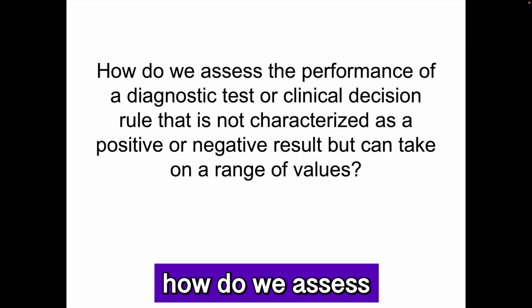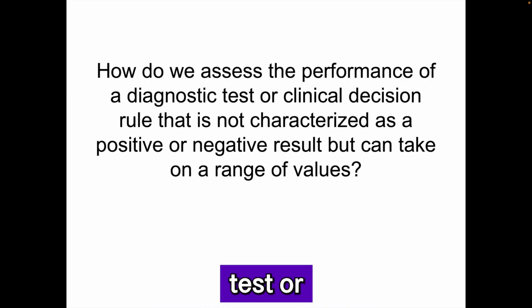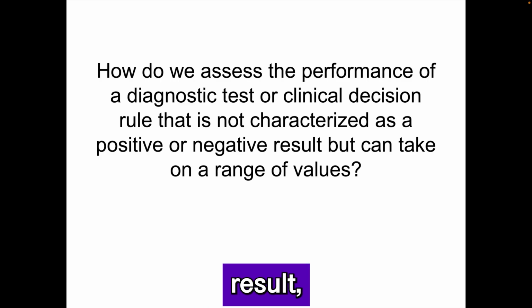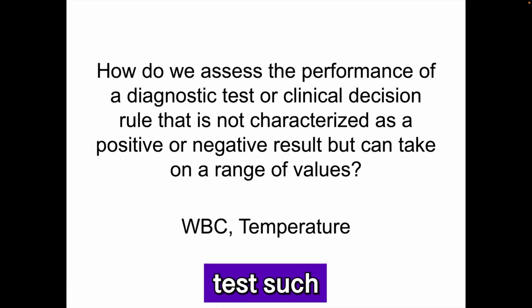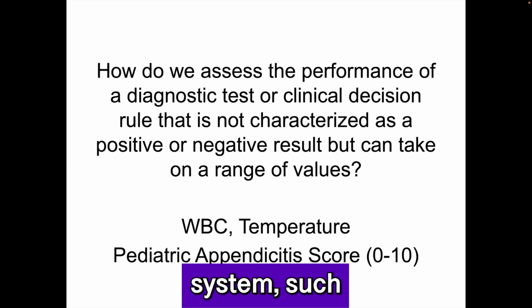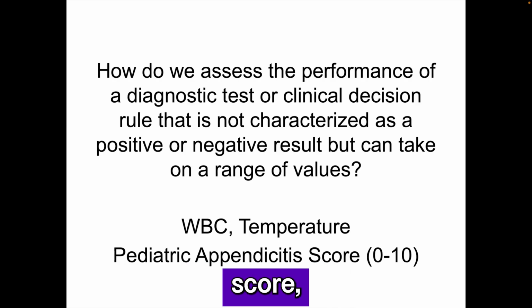So how do we assess the performance of a diagnostic test or clinical decision rule that is not characterized as a positive or negative result, but can take on a range of values? For example, a diagnostic test such as a white blood cell count or temperature, which are continuous variables, or a clinical decision rule with a scoring system such as the pediatric appendicitis score, which is an ordinal variable.